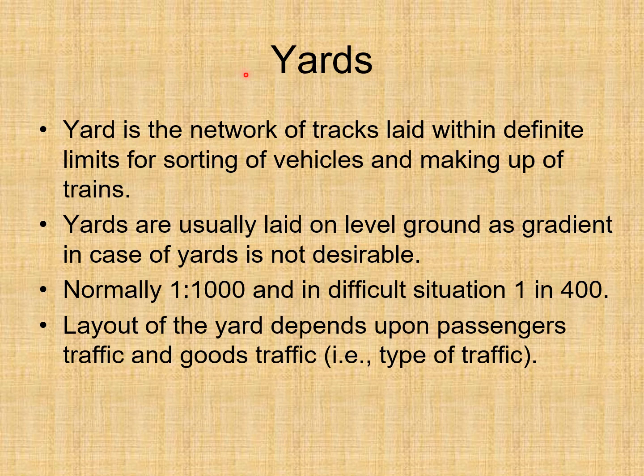Now, yards. We are going to discuss the yards. A yard is the network of tracks laid within definite limits for sorting of vehicles and making up of trains. Yards are usually laid on level ground, as gradient in case of yards is not desirable. Normally 1 in 1000, and in difficult situation 1 in 400. Layout of the yard depends upon passengers traffic and goods traffic, that is the type of the traffic.